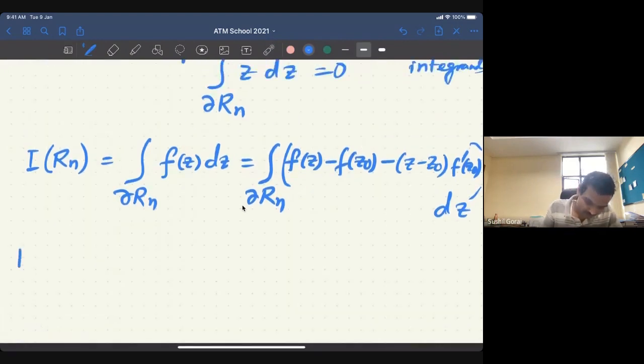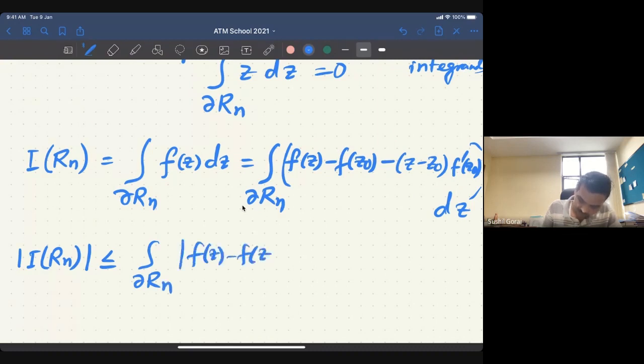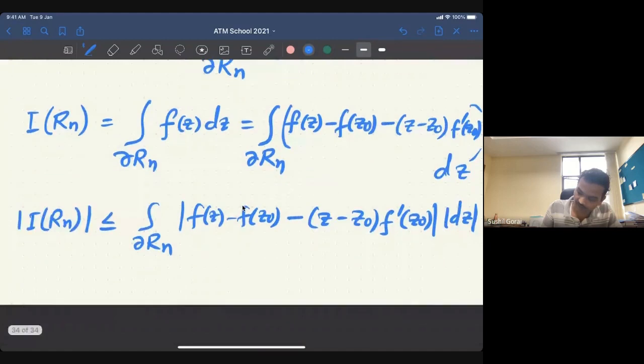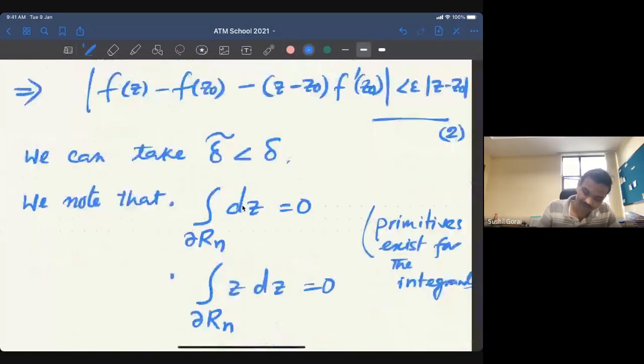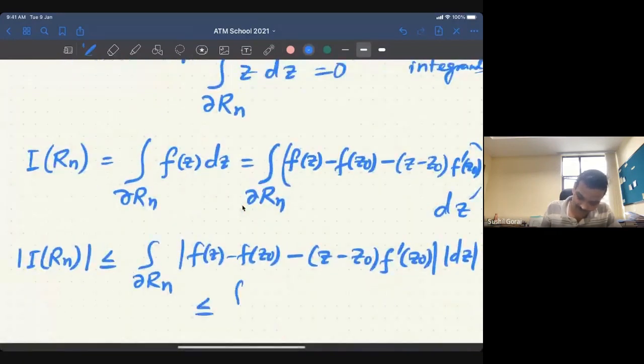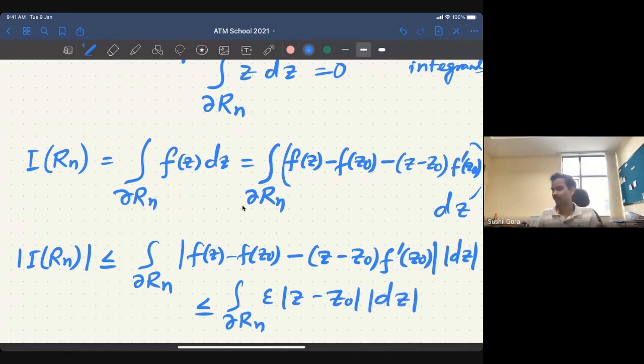Now let's make the estimate. Mod of I_Rn is less than or equal to the integration over del Rn of mod of f(z) minus f(z0) minus (z minus z0) times f prime z0, mod dz. All right. Now this one we have estimate 2. So this is less than or equal to the integration over del Rn of epsilon times mod z minus z0, mod dz. All right. Is this fine till now?